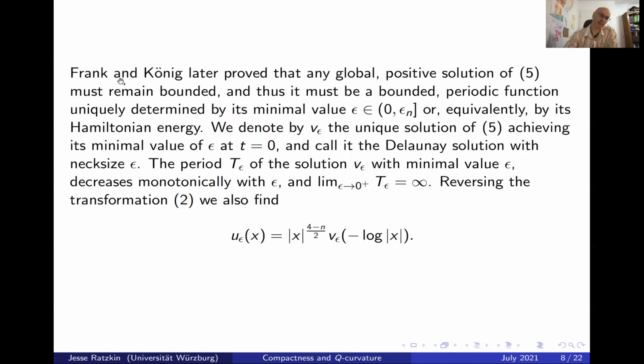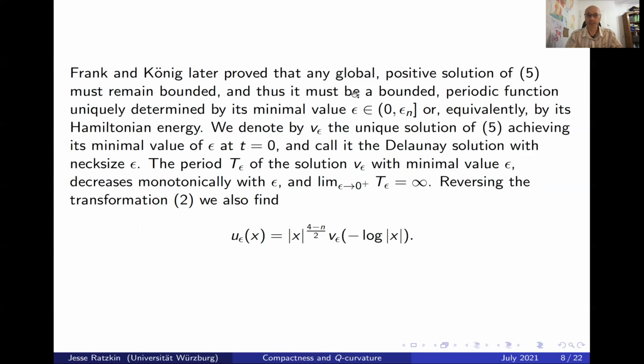Okay, so the Fowler-Köhnig classification follows from their proof that any global positive solution of my ODE must in fact remain bounded. So this means that I can use my Hamiltonian energy to describe all of these solutions, and I only need my 2 initial conditions. So again, I know that all of these global solutions essentially behave like solutions to second order ODEs.